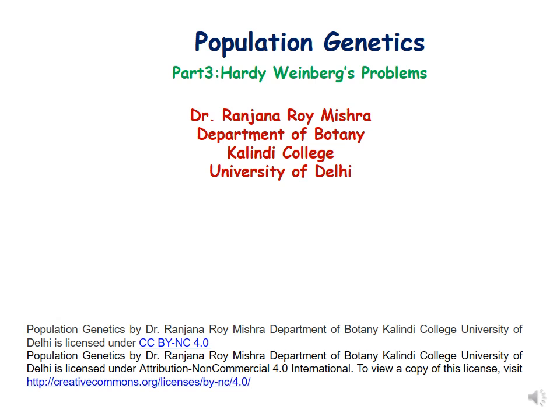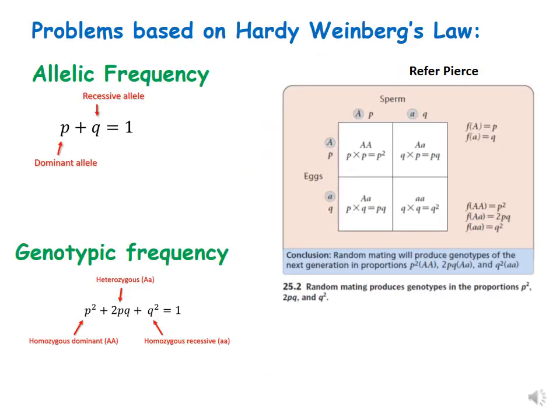Hello dear students, in this lecture we will be discussing different types of numerical problems related to population genetics, and we will be discussing problems related to Hardy-Weinberg's law. As we have already discussed the theoretical part of population genetics in the first part of this lecture, you can see the first part of the population genetics lecture for the theory part.